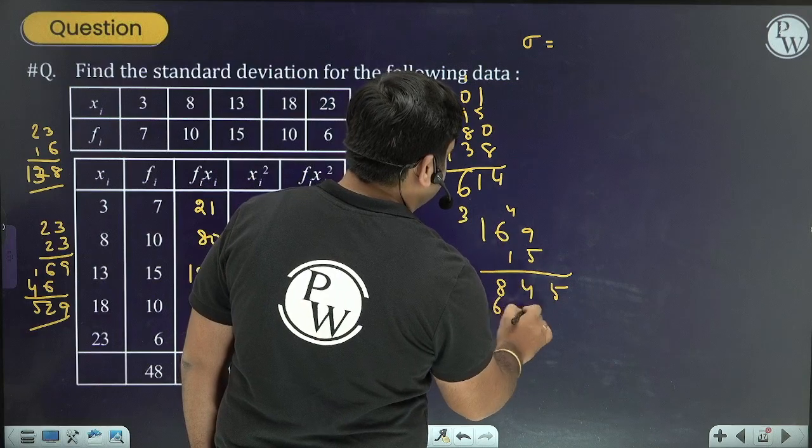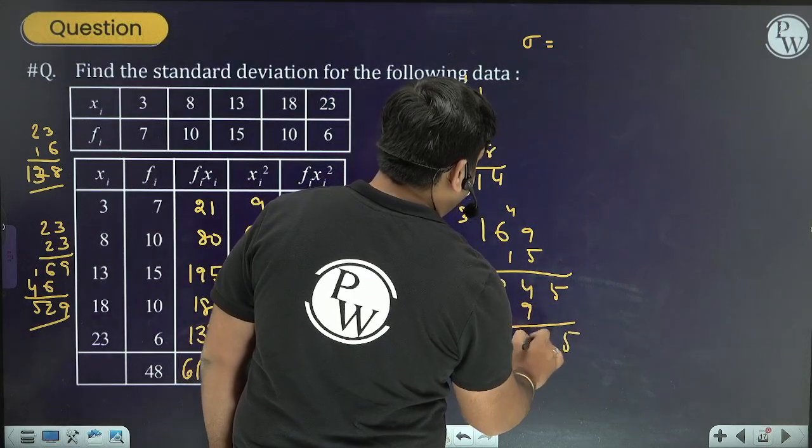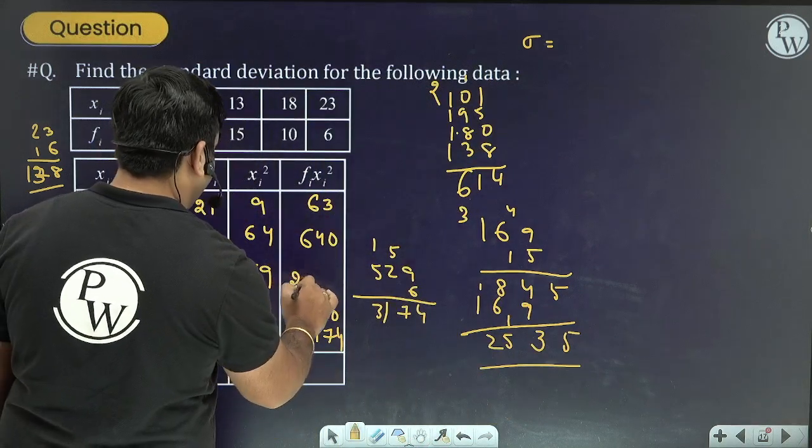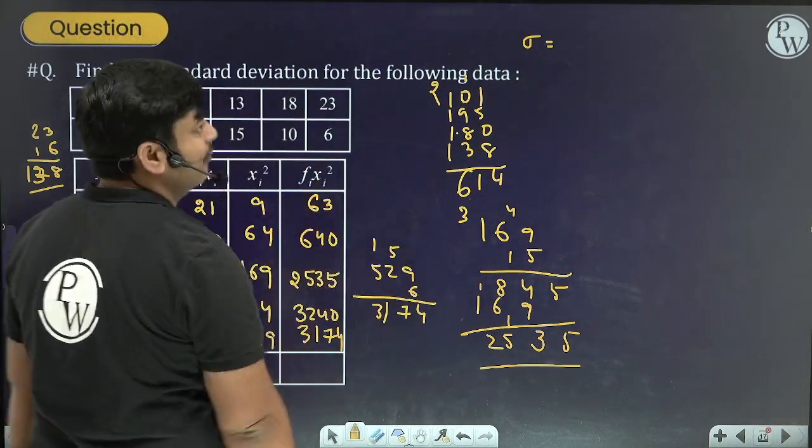169 15s, 9 5 is 45, 6 5 is 30 plus 4, 34, 34, 5 1 is 5. So do we need sigma fx whole square?